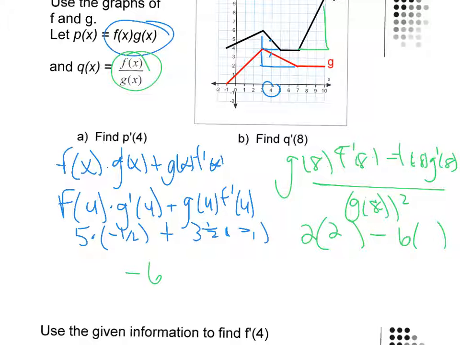G prime of 8, what is the slope here? If I could circle it, that would be helpful. There we go. Horizontal line, 0. All over, we already found g of 8, which was 2, but 2 squared is 4. So when you simplify that all out, you get 4 over 4, which is 1. Sweet.